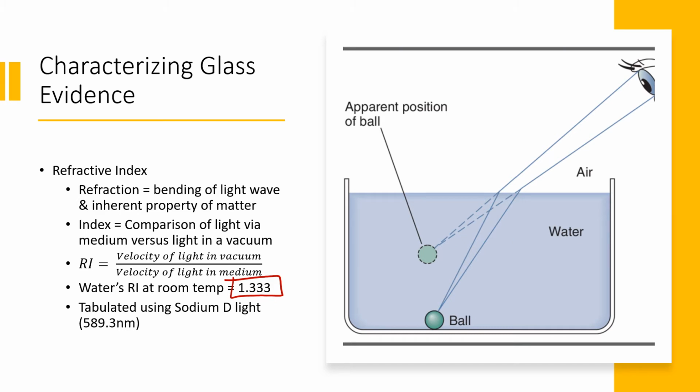This is tabulated using a type of light called sodium D light. If you've ever gone to the airport or something and seen those weird orangey lights that they have lining the roadways, that's sodium light. The thing that we're interested in about that sodium light is that it is emitted at a really, really constant, predictable wavelength of 589.3 nanometers. That's the distance between those peaks in the wavelength.